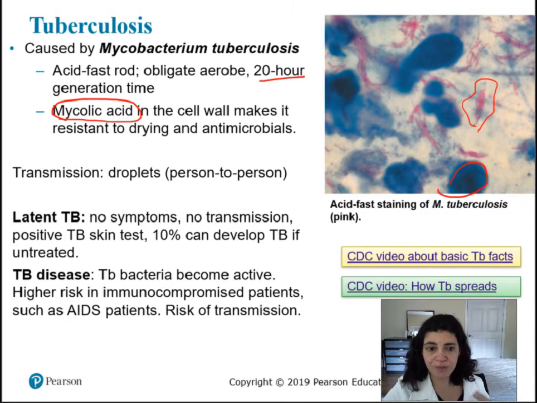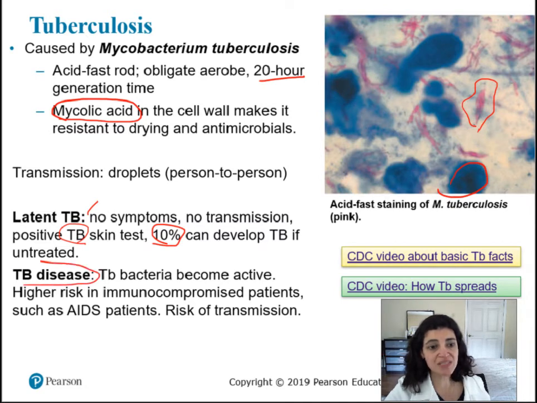There are two related conditions with TB. You have latent TB, which shows no symptoms and no transmission, but the person has a positive tuberculin test. We're going to talk about this test in a minute. 10% can develop TB if untreated. So when you have latent TB, it needs to be treated, even though there's no symptom.